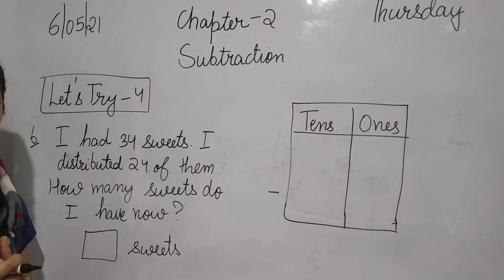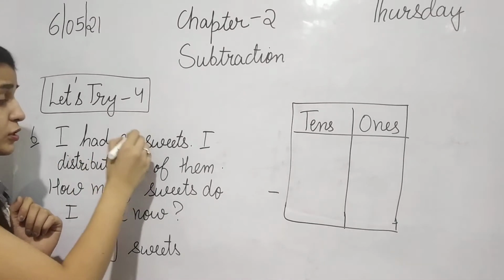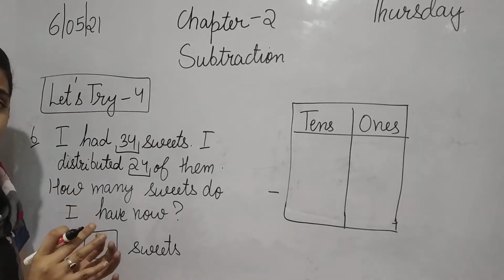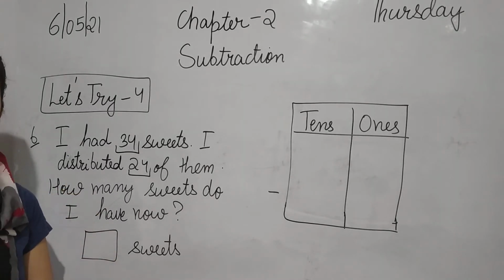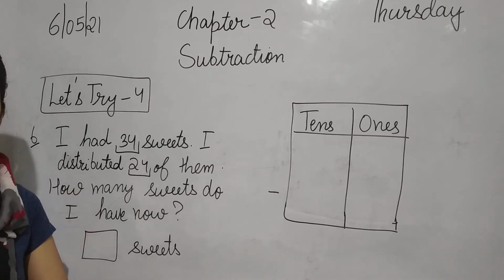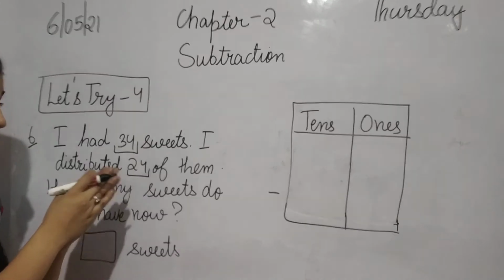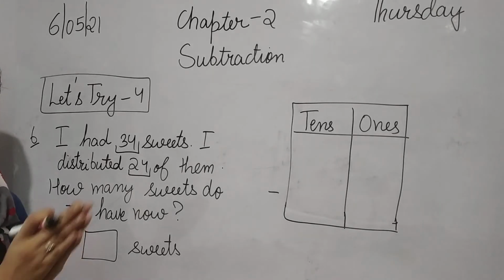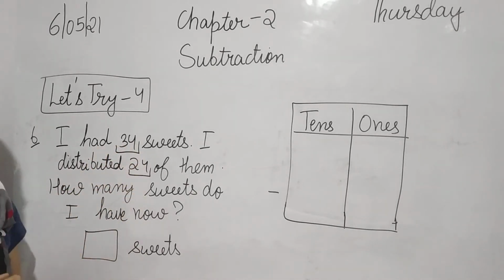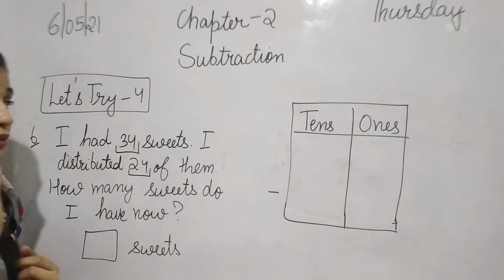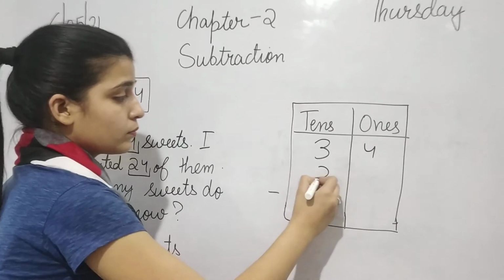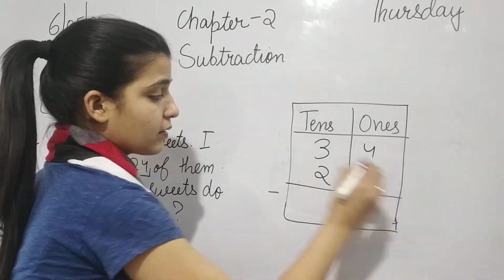It means we have to subtract. Students, this is also 2-digit number. This is also 2-digit number. It means we are subtracting 2-digit number from 2-digit number, right? हमने पढ़ लिया है कि टेंस में से वंस को कैसे माइनस करना है, वंस में से वंस को कैसे माइनस करना है. नाउ वी आर लर्निंग टेंस में से टेंस को कैसे माइनस करना है, राइट? 2-digit number from 2-digit number. So 34 में से 24 को माइनस करना है. So first we will write 34. After that we will write 24. Now we will subtract, right?